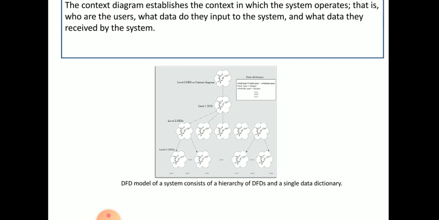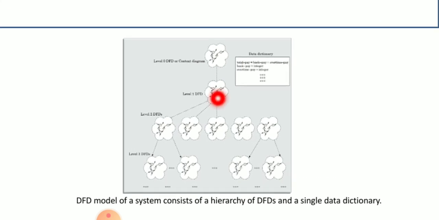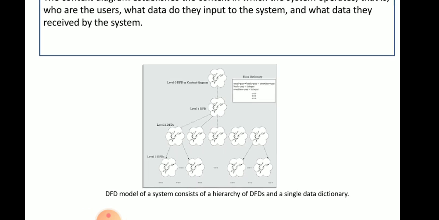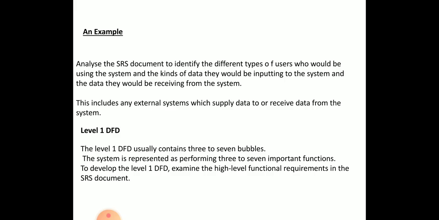In this example, we represent level 1 as a single bubble. It may vary according to the context of the software. Depending upon different software, the number of bubbles may also vary. So level 1 can have at most 7 bubbles.